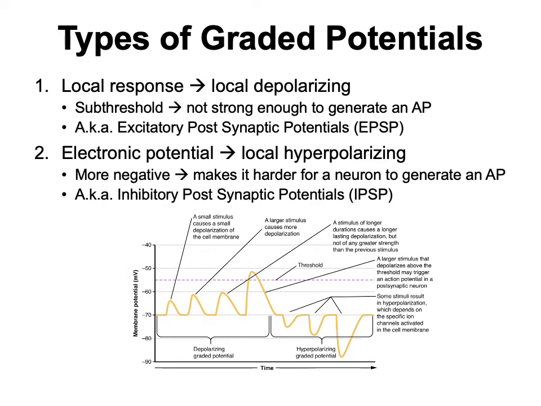Types of graded potential. There are local responses that cause a local depolarization, which means it was subthreshold. The stimulus was not strong enough to generate an action potential. This is also known as excitatory postsynaptic potentials when it occurs at a receiving neuron. The other type is an electrotonic potential, which causes local hyperpolarization, making the membrane more negative, thus making it harder to respond to a stimulus and harder to generate an action potential. It is also called an inhibitory postsynaptic potential if this occurs at a receiving neuron.